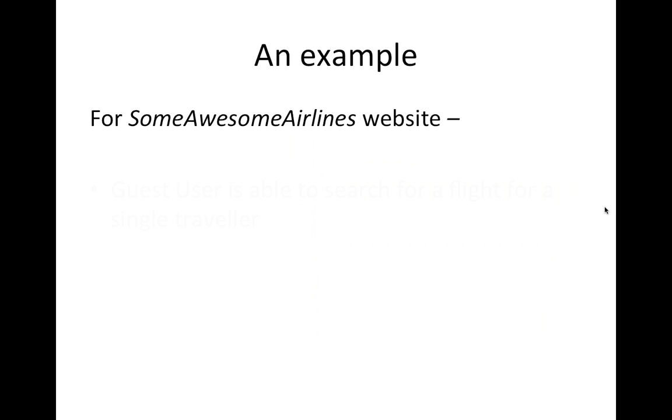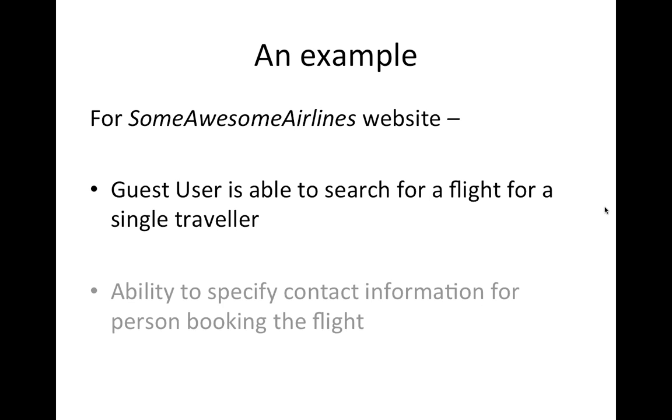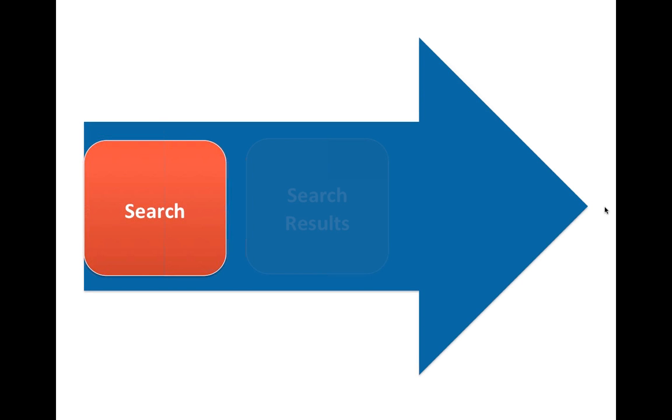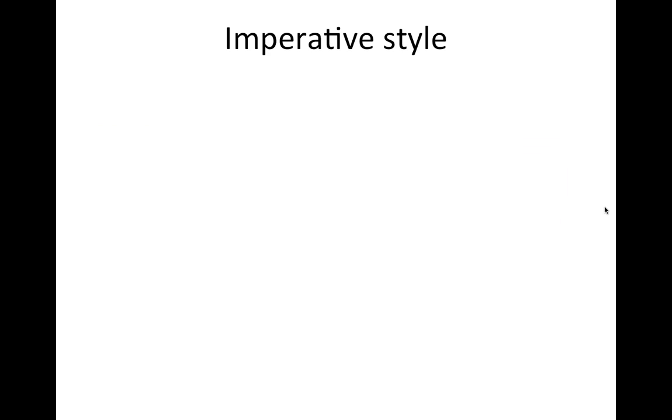So let's say for some awesome airlines website that you are working on, it could be a web app, it could be a mobile app, anything for that matter, or a combination. If the functionality that is being implemented right now is to allow a guest user to search for a flight for a single traveler and the ability to specify contact information for the person booking the flight, very limited functionality because this is still in the works. The site is coming up right now. So if this is the functionality that we want to do, what we are going to do is search, based on the search results select something, and then provide the contact information.